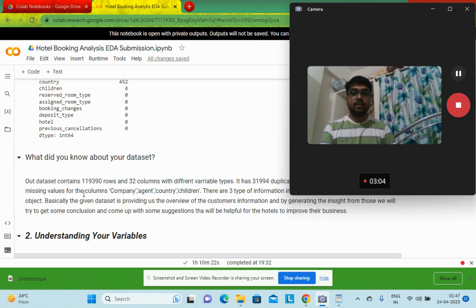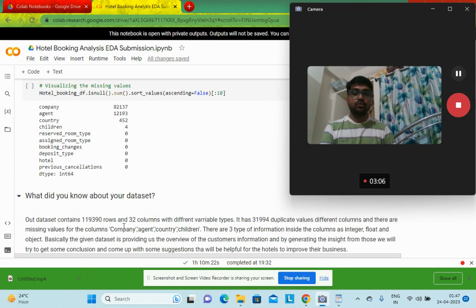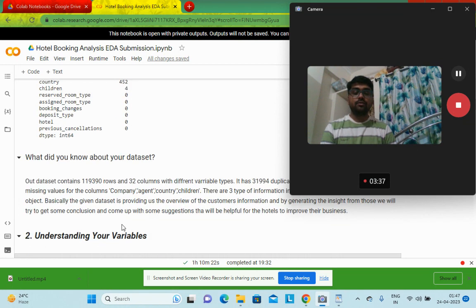What did we know about our dataset? Our dataset contains 1,19,390 rows and 32 columns with different variable types. It has 31,994 duplicate values, and there are missing values for the columns company, agent, country, and children. There are 3 types of information inside the columns: integer, float, and object. Basically, the dataset is providing us an overview of the customer information, and by generating insights from it we will try to get some conclusions and come up with some suggestions that will be helpful for the hotels to improve their business.